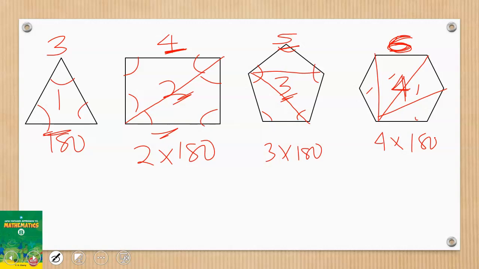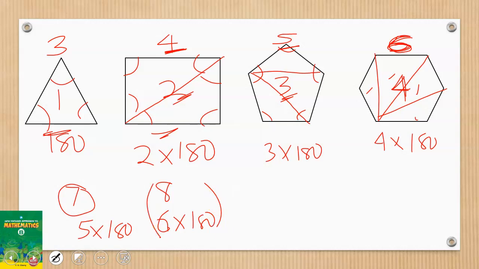Now, can you predict what will happen if I have 7 sides? How many triangles can I get? Yes, I'm going to get 5. What if I have 8 sides? How many triangles will I generate? I'll generate 6. So 5 times 180 gives the sum of the interior angles of the heptagon, and 6 times 180 for the octagon. Then I can predict that for a 12-sided figure, it will give me 10 times 180.